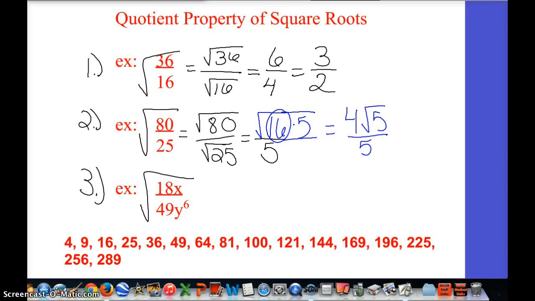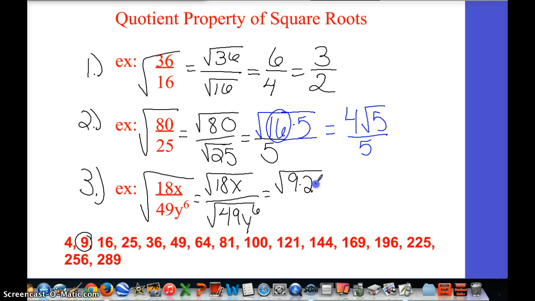Number 3, let's do something similar. Put our square root in the top, 18x. Put our square root in the bottom, the square root of 49 y to the 6. And we can do it again. 18 is not a perfect square, but 9 goes into it. So we have the square root of 9 times 2 times x over, well, the square root of 49 is 7. The square root of y to the 6 is y cubed. Equals, take the square root of 9 is 3, times the square root of 2x over 7y cubed.